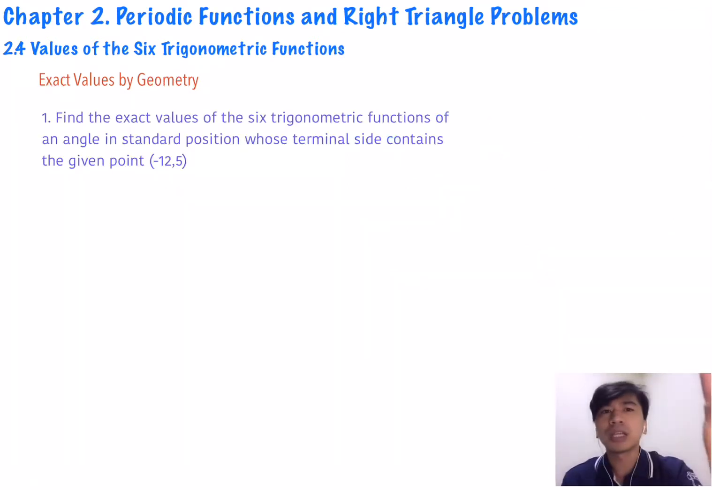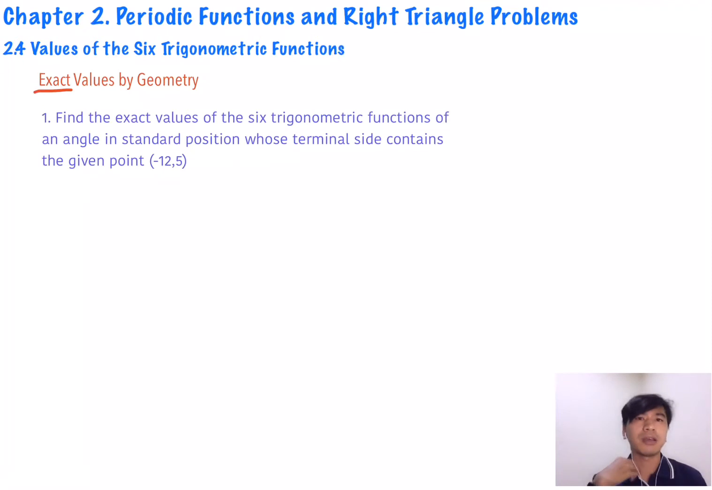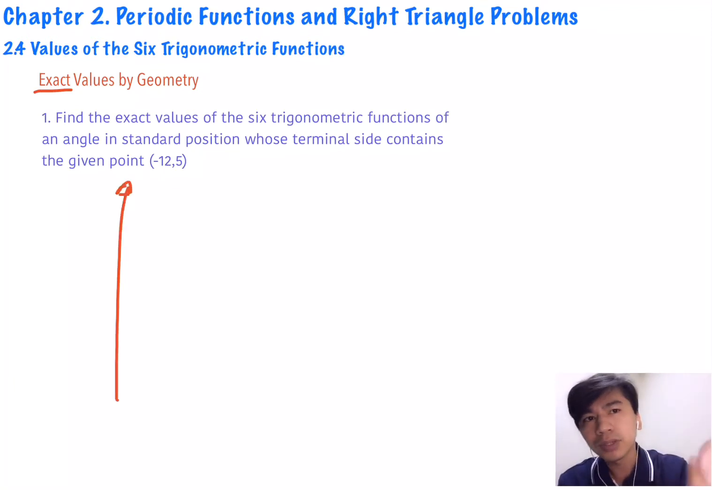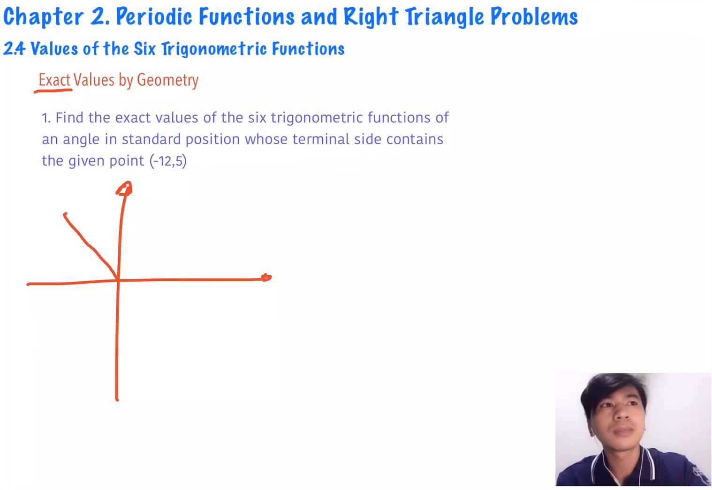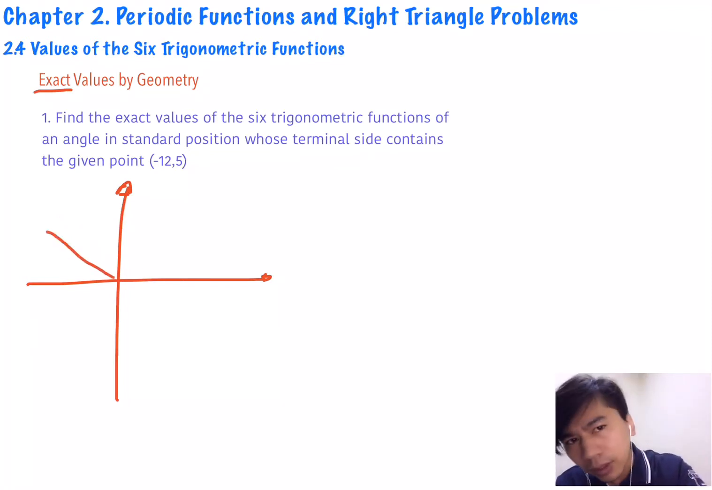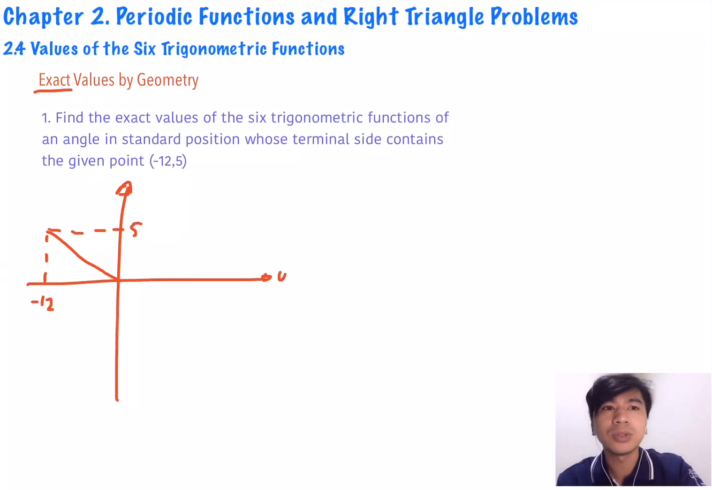The exact value. So we come to the exact value. I give 3 examples of exact value. I hope that we can finish it faster. Find the exact value of the 6 trigonometric functions of the angle in standard position whose terminal side contains the given point negative 12, 5. So it's better to redraw it, right? Negative 12, 5 will be in the second quadrant. Negative 12 on the horizontal axis, and then I have 5 as the vertical axis. This is U and V.